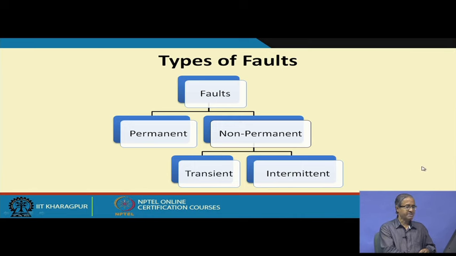Broadly speaking, this diagram shows how we can categorize the basic types of faults. Like in the highest level, the faults can be categorized as permanent or non-permanent, and the non-permanent faults on the other hand can be categorized as transient or intermittent. So, let us see what these are, what are their characteristics.